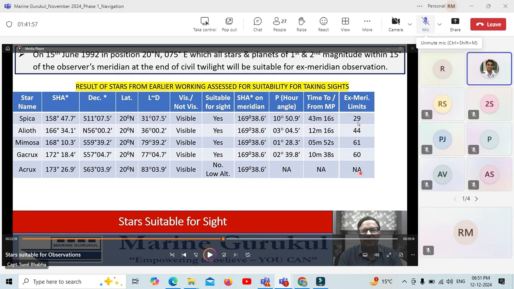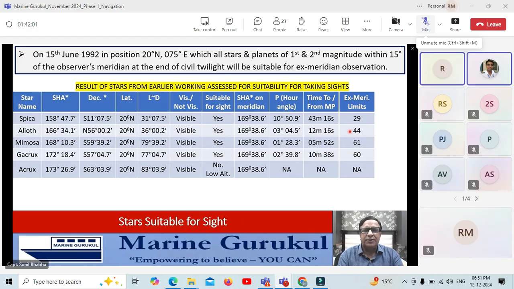Let's see. We compare these X meridian limits obtained from nautical tables with the time to or from meridian passage that is calculated. And what do we find? Except for Spica, which is outside the X meridian limits, the other three stars, Elliot, Mimosa, and Gacrux, are all within the X meridian limits, and therefore these three stars are suitable for X meridian observation.